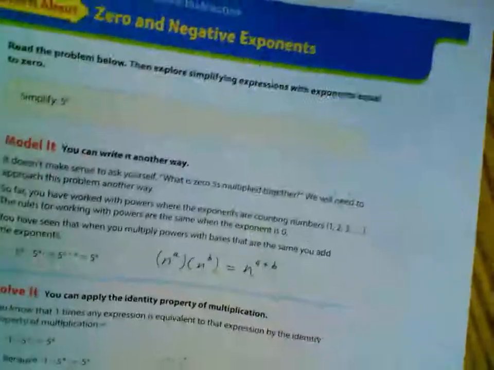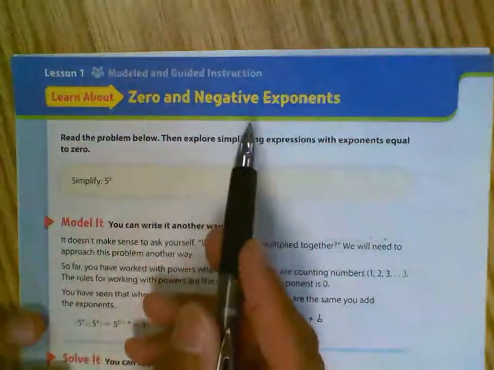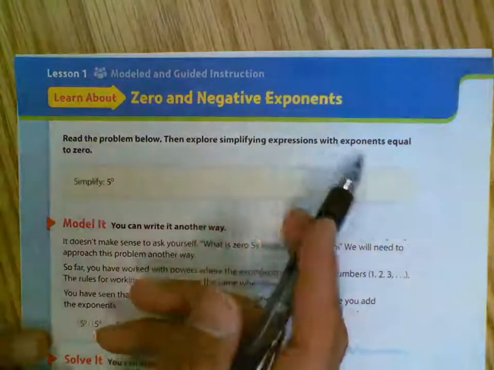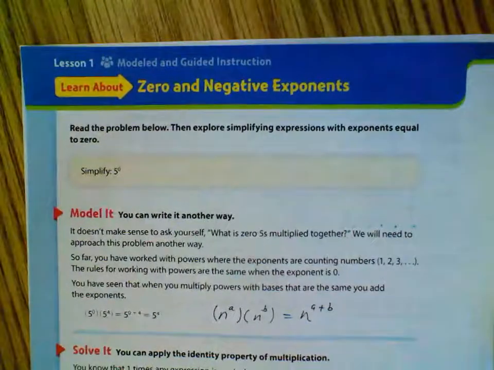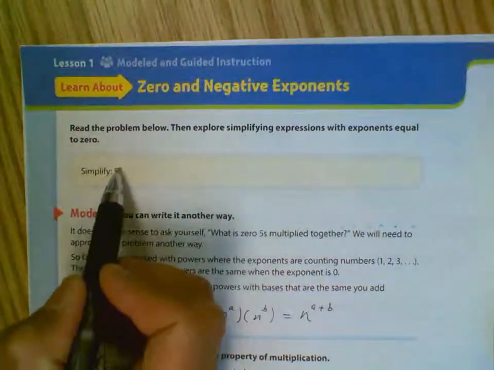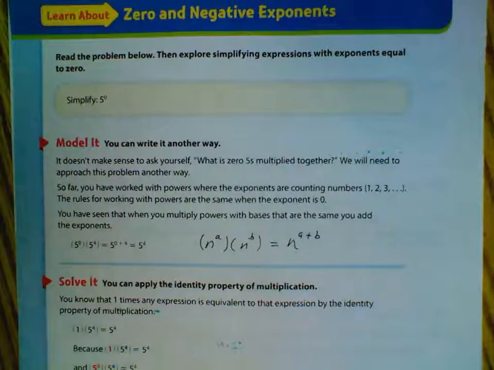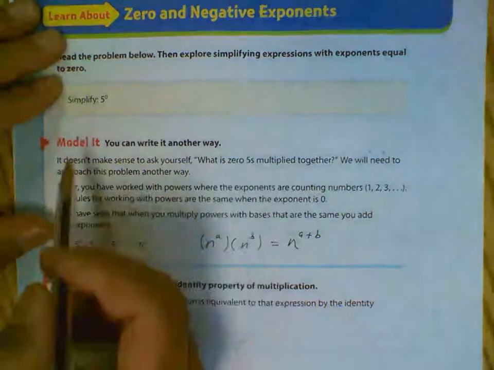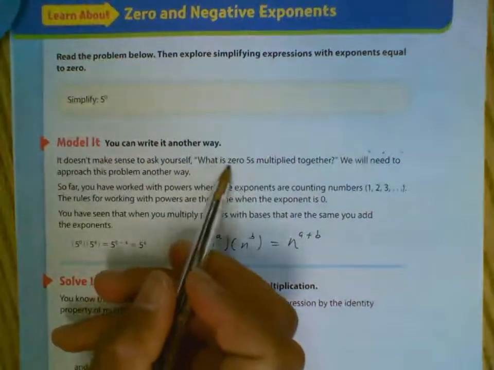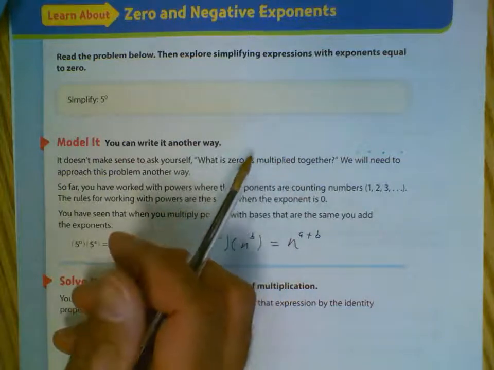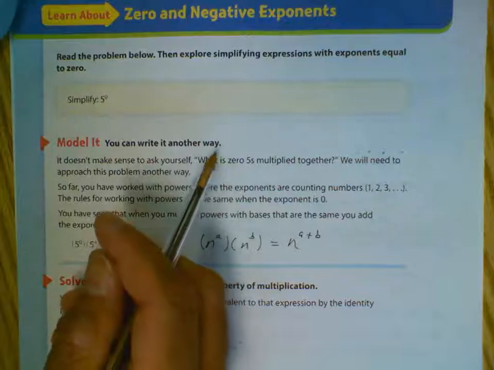Okay, let's move to the next page. So I have page 6. What I have is 0 and negative exponents. So now, read the problem below, then explore simplifying an expression with exponents equal to 0. So they're asking me to simplify 5 to the 0 power. Let's model it first. We're going to try to figure out what's going on with that 0. It doesn't make sense to ask yourself, what is 5 multiplied together 0 times? Because so far what we've been using is exponents greater than 0.